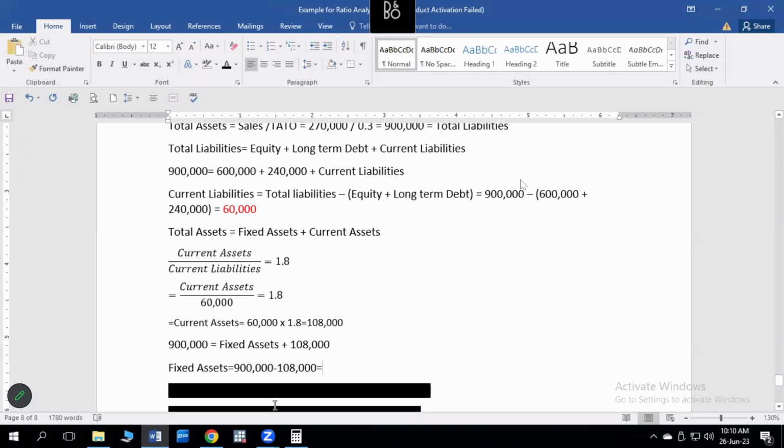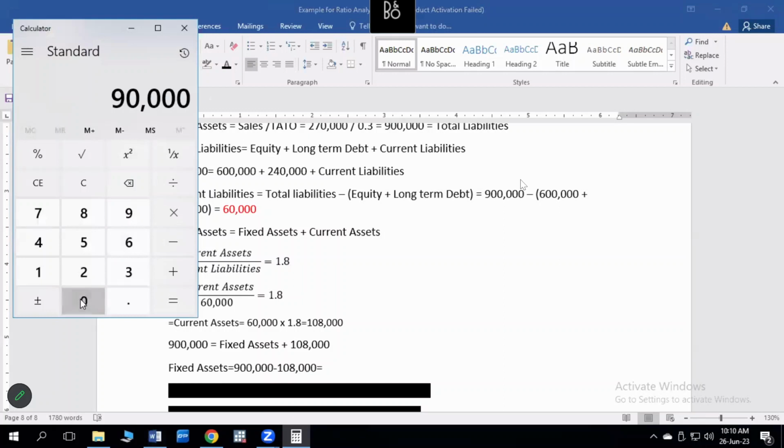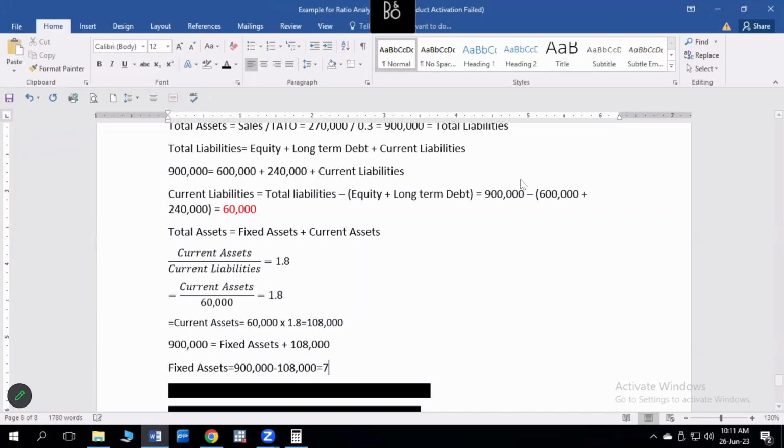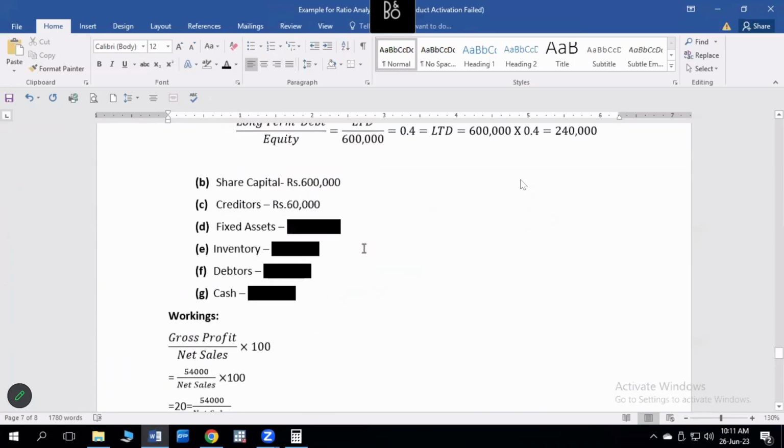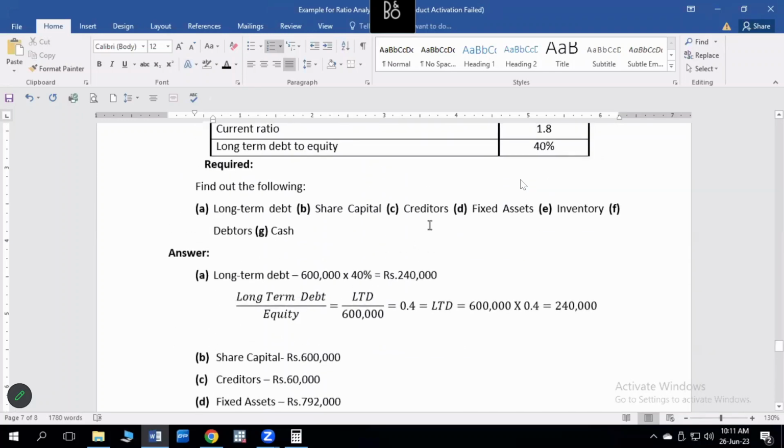So how much? 9 lakhs minus 1 lakh and 8,000, 7 lakhs and 92,000. 7 lakhs and 92,000 becomes the fixed assets. You can check the answer. Yes, it's correct, 7 lakhs and 92,000. Then question E is inventory.